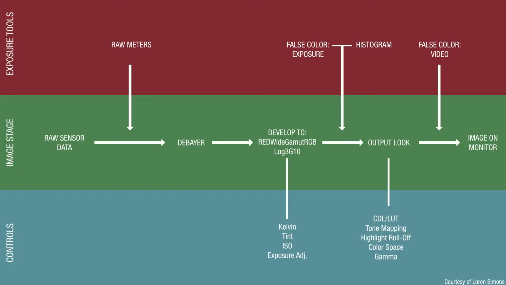We then have our tools that are monitoring the log, so our histogram or our false color exposure mode, which is going to be impacted by the Kelvin, the tint, the ISO, or your exposure adjustment. We then have our output look, so our 709 or our SDI feed going off to live broadcast, or we have our false color video tool, and things like the LUT, the tone mapping, the highlight roll-off, the color space, and the gamma are all going to impact these as well. So if you're doing a live broadcast, that might be a tool that's very important to you to ensure you're not clipping, broadcast safe, getting the detail in the shadows where and when you want it.